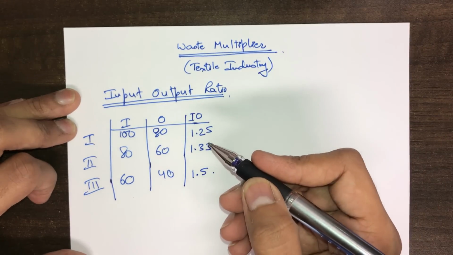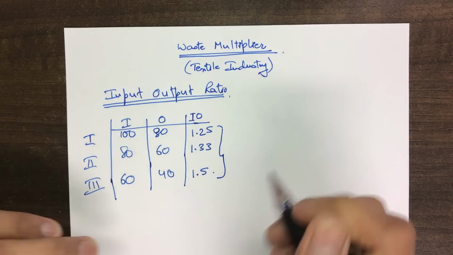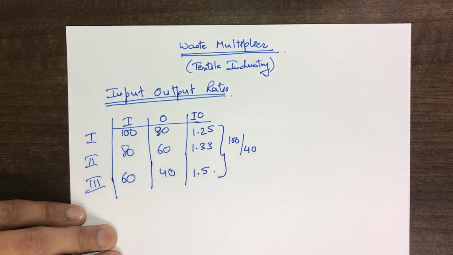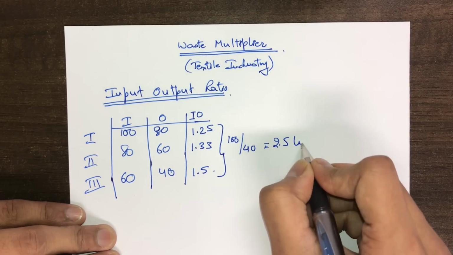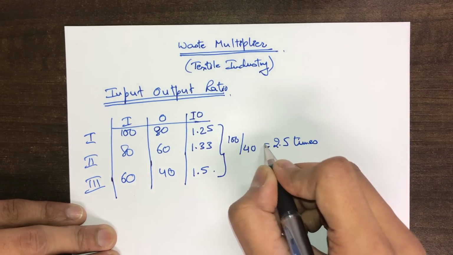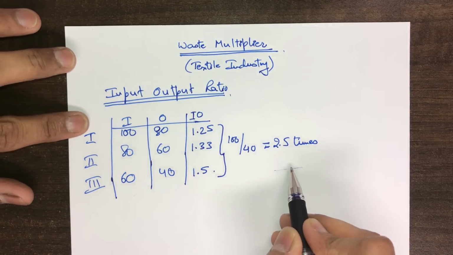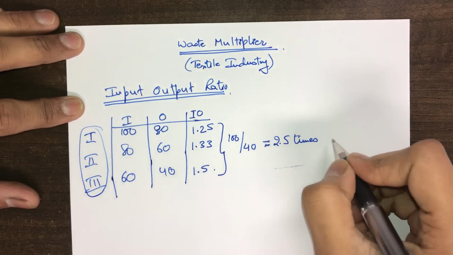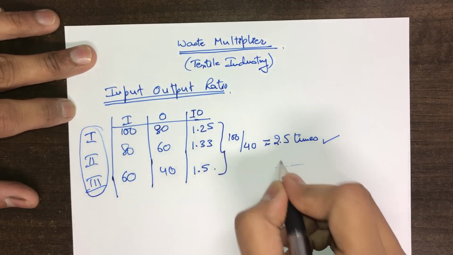So this is the input output ratio of a particular process which has the following numbers. Now if I ask you, what is the input output ratio of the entire process? Then what is going to be your answer? Sir, our answer will be that the input output ratio for the entire process is 100 divided by 40, which is 2.5 times. 2.5 times is the input output ratio of the entire three processes taken together. Absolutely, sir.